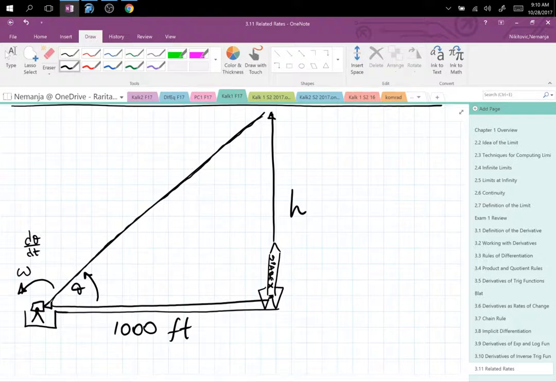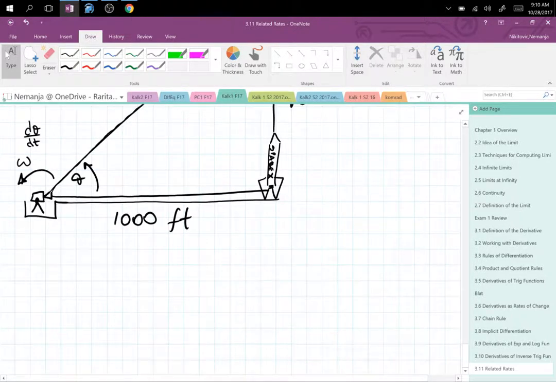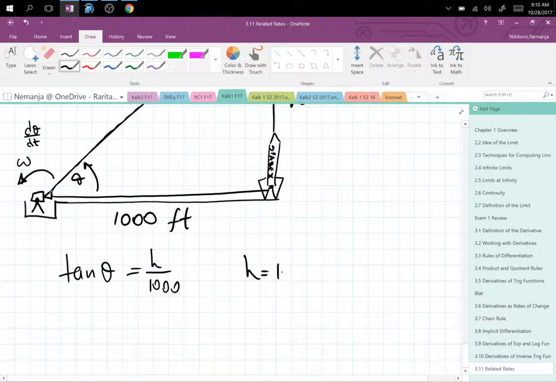Now, which trig function do we get to use out of 6 of them, in the way this is set up? Tangent, very good. It's tangent because it's opposite, which is h, divided by adjacent, which is 1,000. Great. So we get to write tangent theta is equal to h over 1,000, from where h is equal to 1,000 tangent theta.